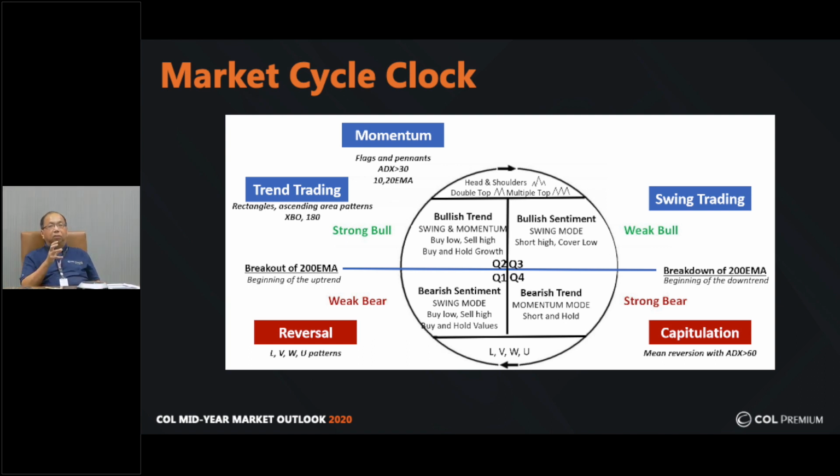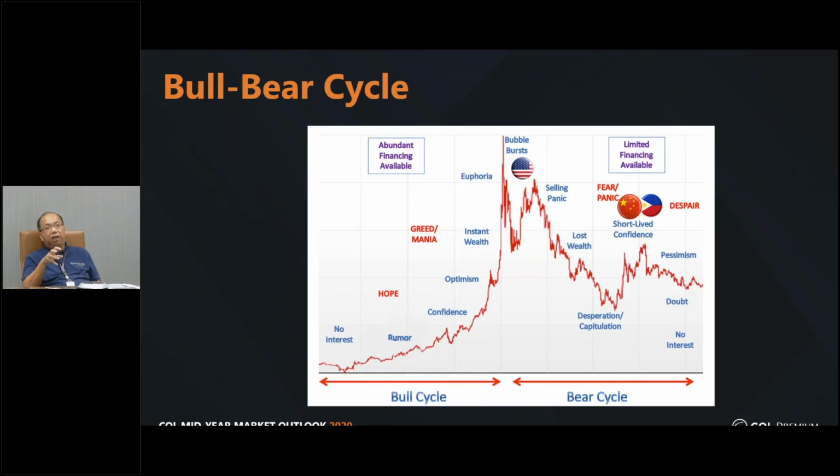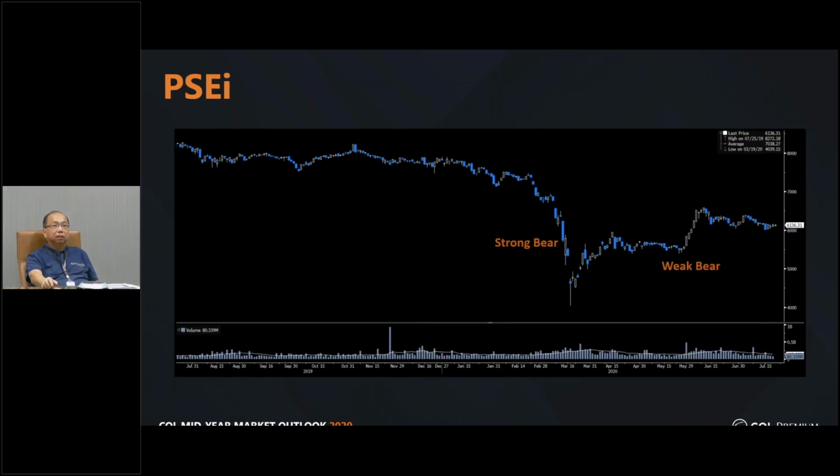What you're seeing now is that the Philippines and China are the same. After the huge capitulation we saw in March, we have now seen what we call the short-lived confidence. Because of the oversold condition, it capitulated, and now we're seeing the rallies. We believe we are somewhere in the short-lived confidence now. The strong bear came in March, then we've seen the rally on the right side, almost 2 to 3 months already. We consider that a weak bear.